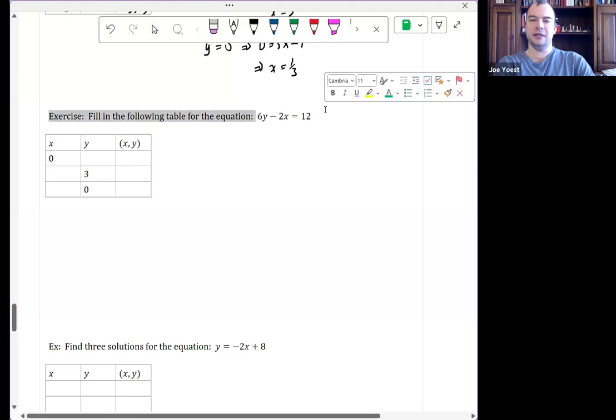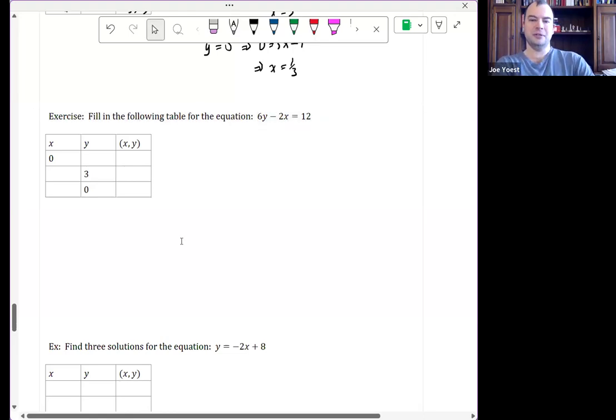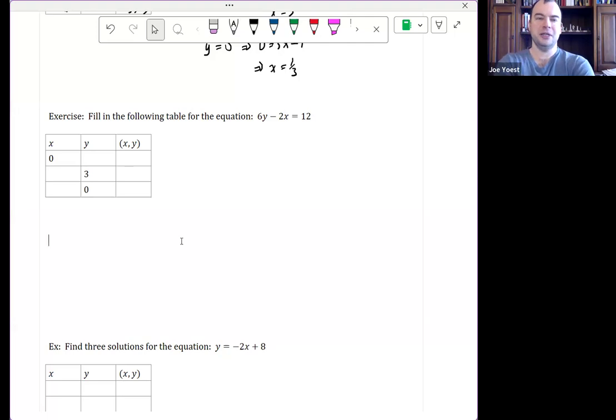And similarly down here, 6y minus 2x equals 12. You might have noticed that if you divide both sides by 2, we get 3y minus x equals 6. That's a simpler equation. It's a little easier to work with, and it's just a rephrasing of that same equation. So we could do that if we wanted a little shortcut, but we'll just proceed directly here.